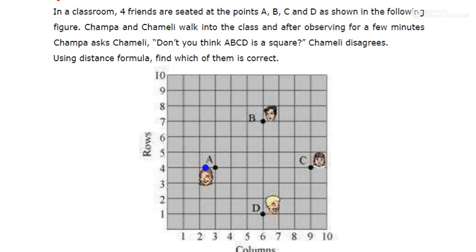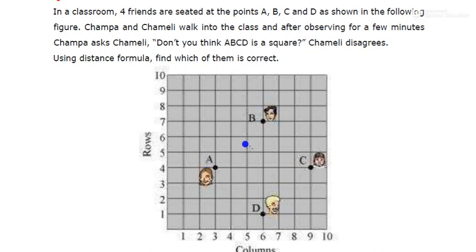So what is the coordinate of point A? See here, the x-axis is 3 and y-axis is 4, so the coordinate of A is 3 comma 4. Now what is the coordinate of point B? See here, x is 6 and y is 7, so 6 comma 7 for B. Now what is the coordinate for point D? See here, for D, x is 6 and y is 1, so 6 comma 1. And for C, x is 9 and y is 4, so 9 comma 4. So these are the coordinates of A, B, C and D.